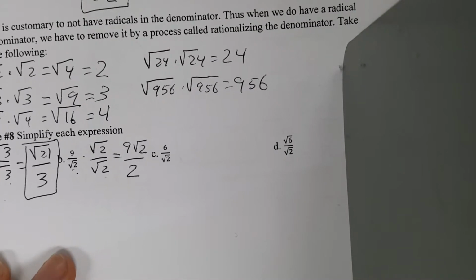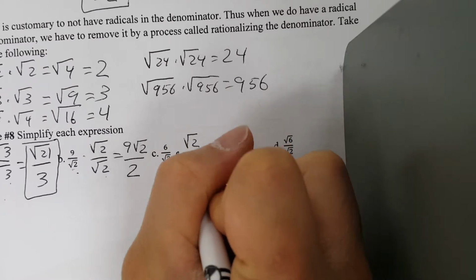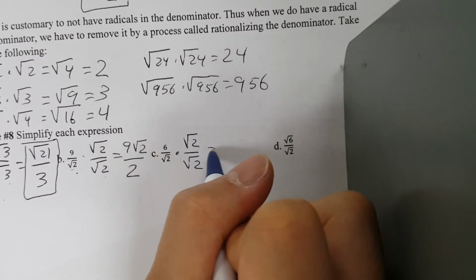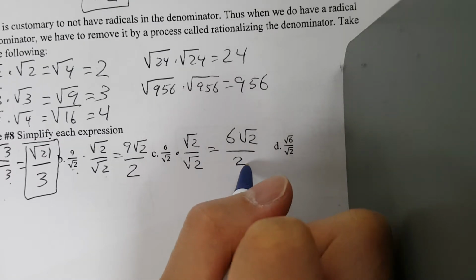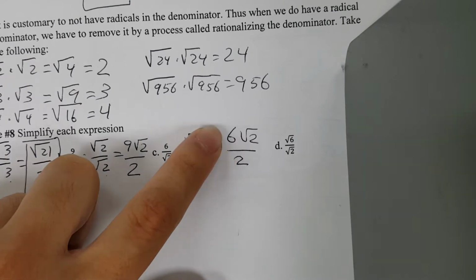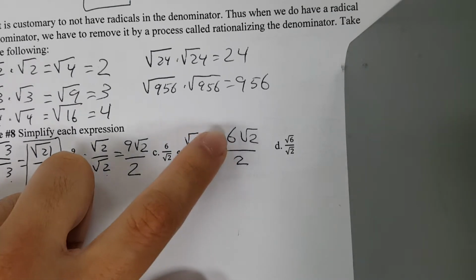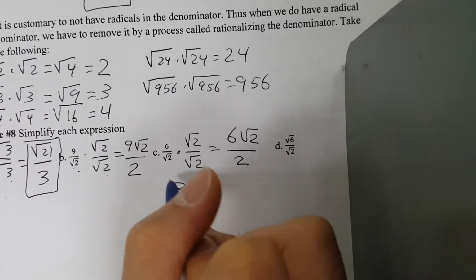Let's look at letter C. Multiply the top and bottom by radical 2. And so this becomes 6 radical 2 over 2. You can simplify this. This is 6 over 2. 6 divided by 2 is 3, so my final answer here is 3 radical 2.